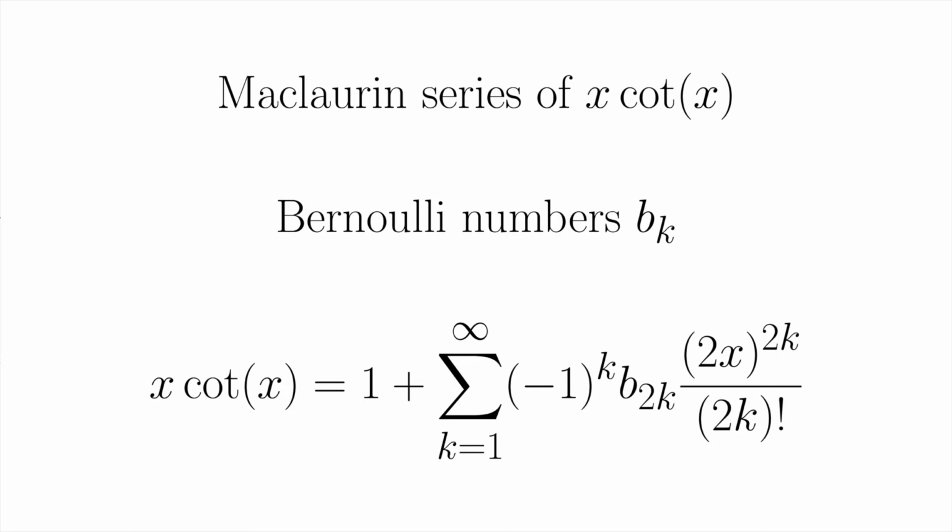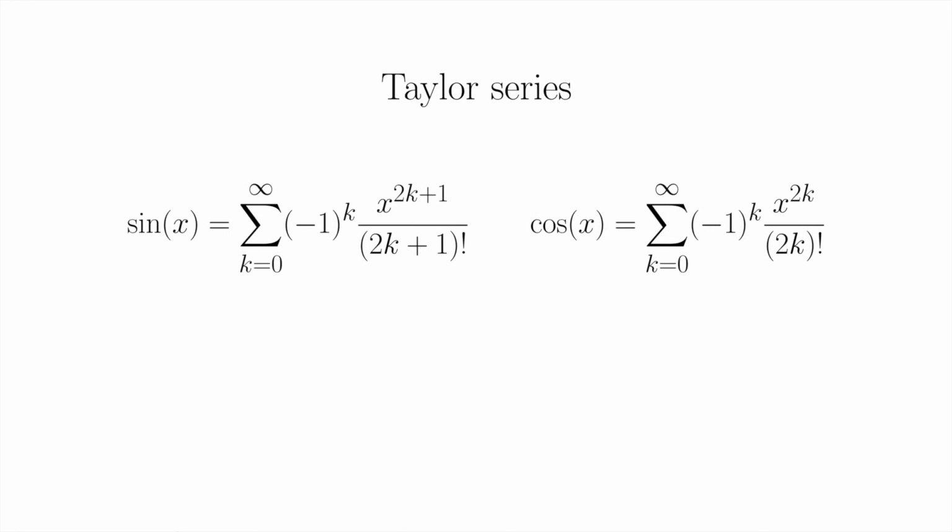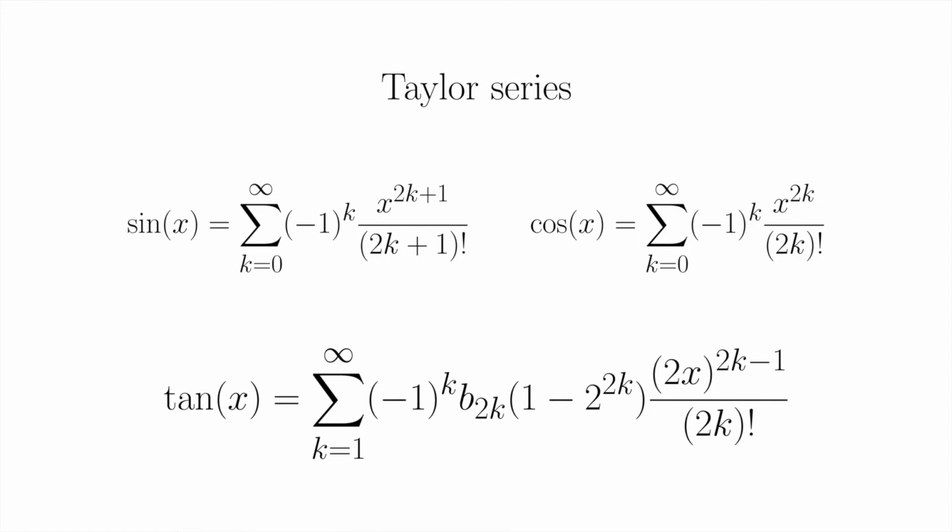As an aside, you actually might have noticed when you took calculus that it was a little weird that you got these nice formulas for the Taylor series of sine and cosine, but never of tangent. And the reason for that is because that formula also involves the Bernoulli numbers.